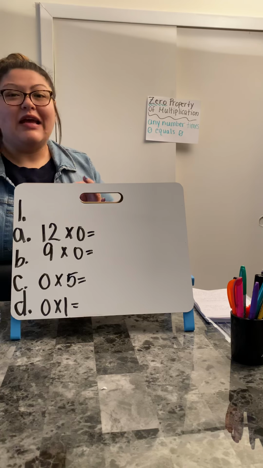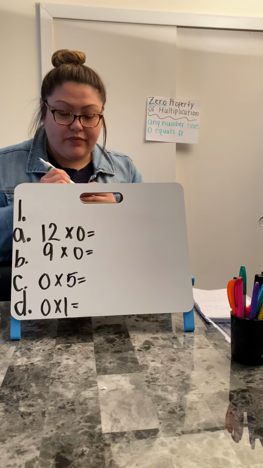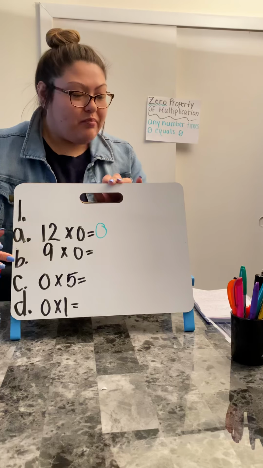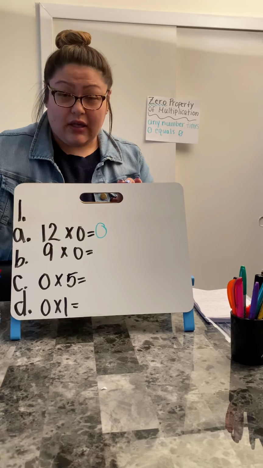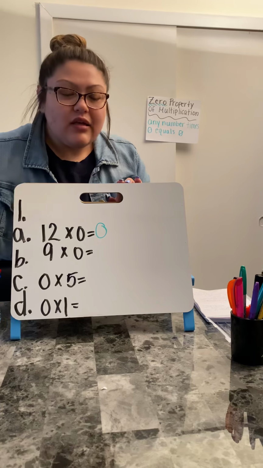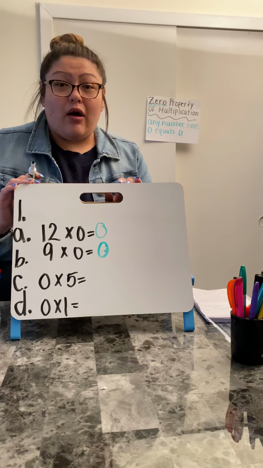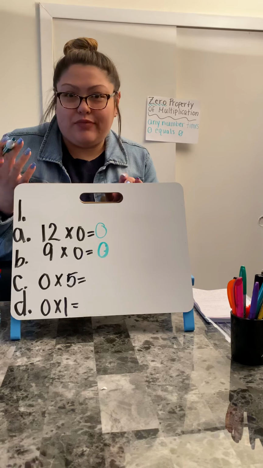So anything times 0 equals 0. So I'm going to put a 0 here. Then for B, we have 9 times 0 equals, you got it, 0. Now I'm going to give you about 30 seconds to go ahead and try the next two.